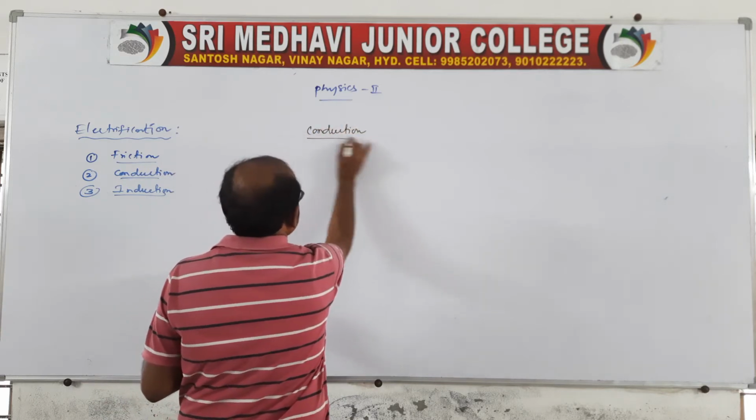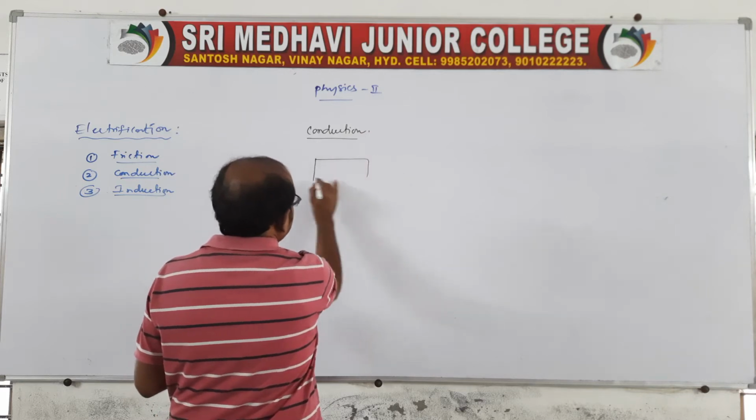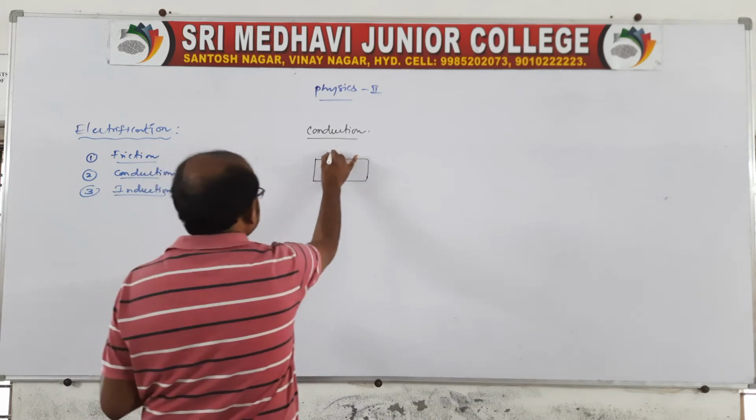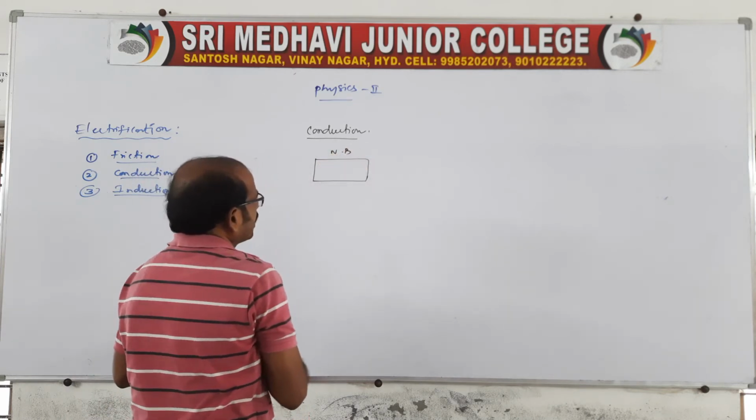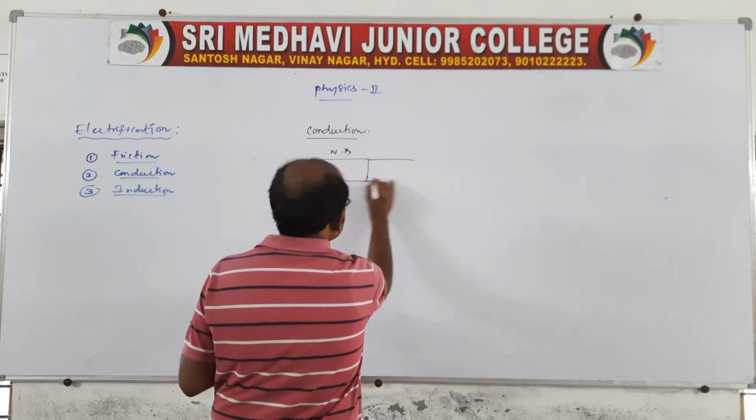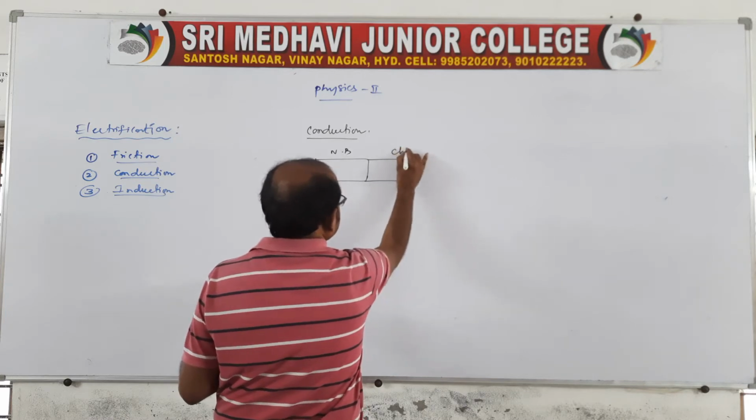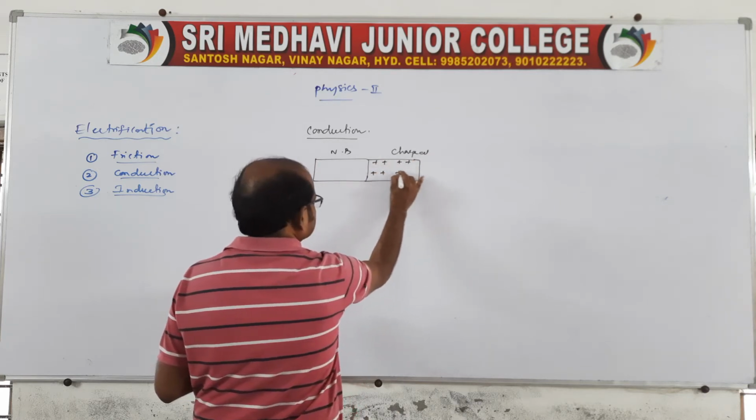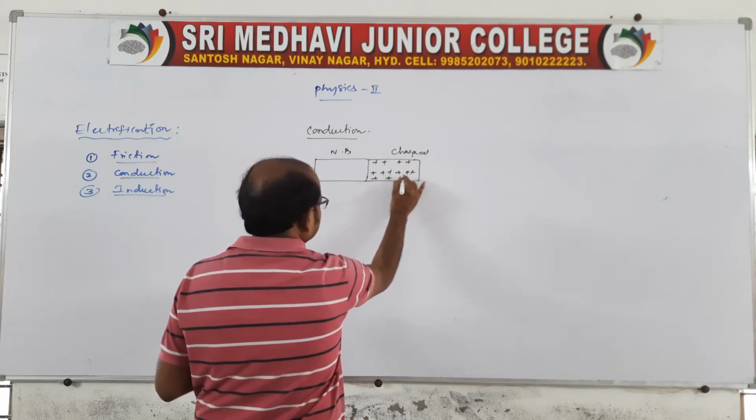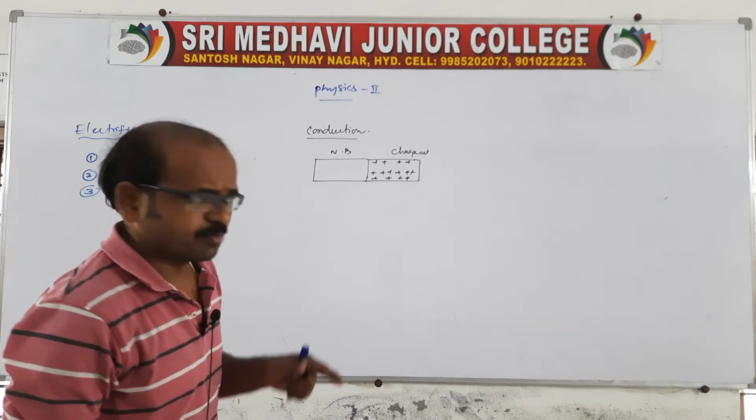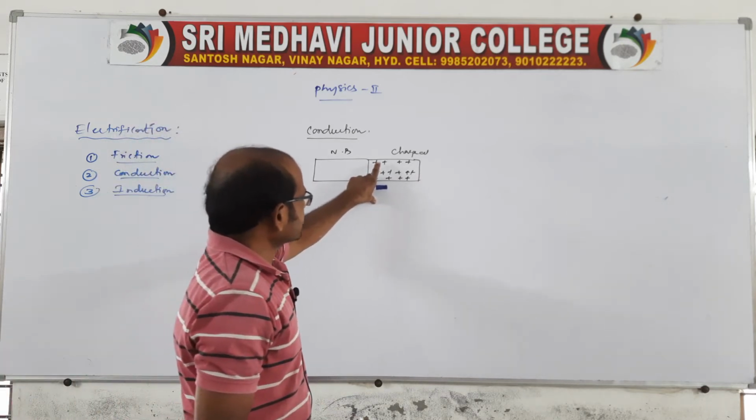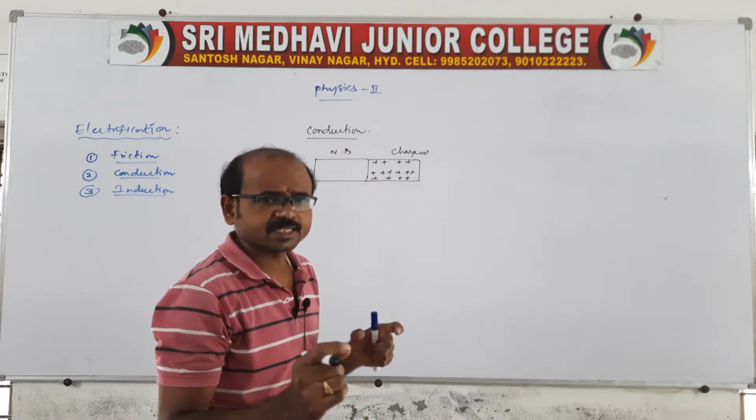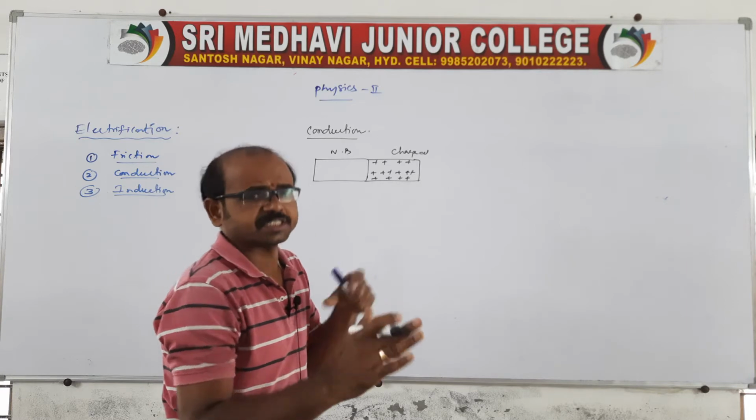Conduction means you take one uncharged body, which we can also call a neutral body, and another charged body. Suppose you take a charged body and keep it in contact. If I take a positively charged body and keep it in contact like this, then in the neutral or uncharged body, the positive and negative charges are equally distributed.